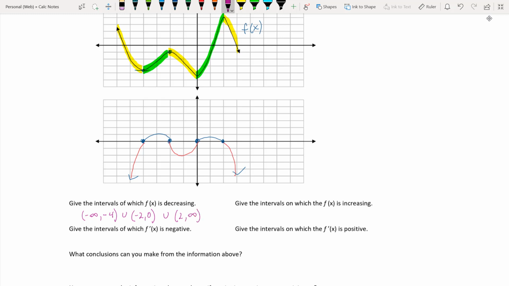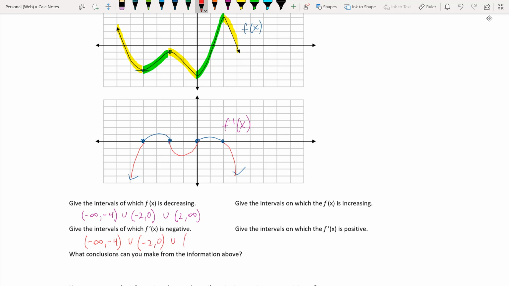Now, while I'm at it, I'm going to answer the question right below it. Give the intervals on which f prime of x is negative. So if you look at the negative intervals for f prime, remember this is f prime right here, my negative intervals are all in red here. So I'm going to list all of my negative intervals. Again, that's going to be negative infinity to negative 4. That's the first red section there. My second red section is negative 2 to 0.